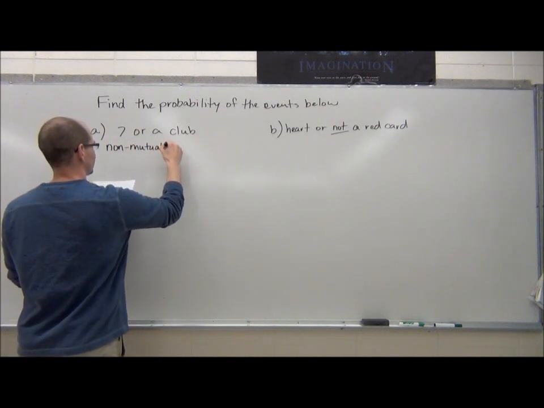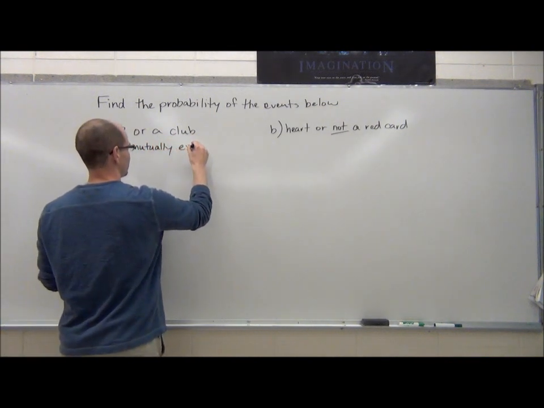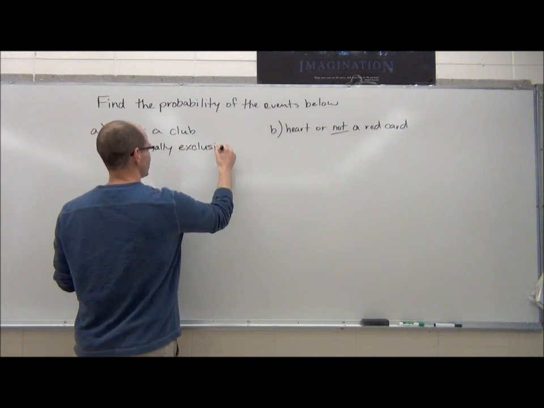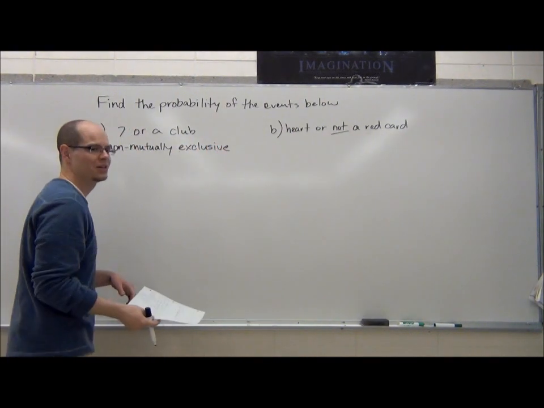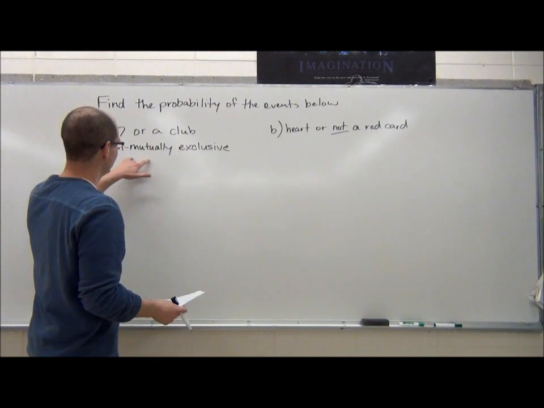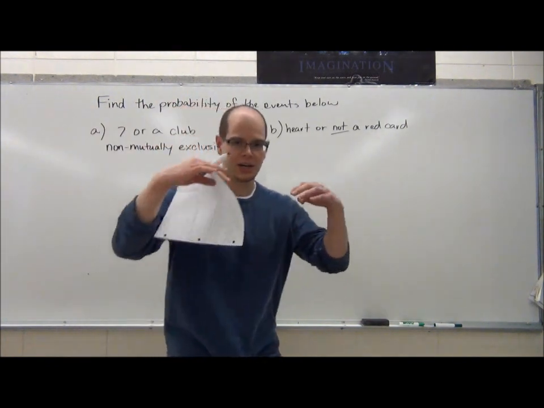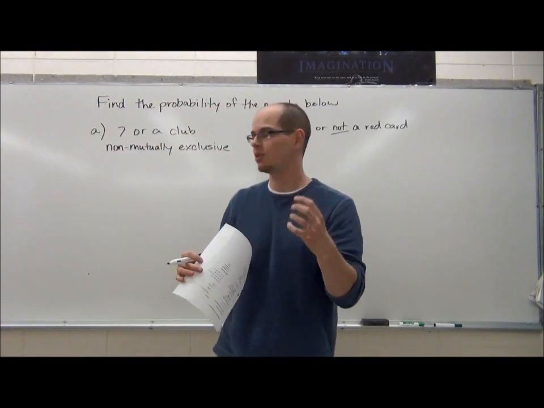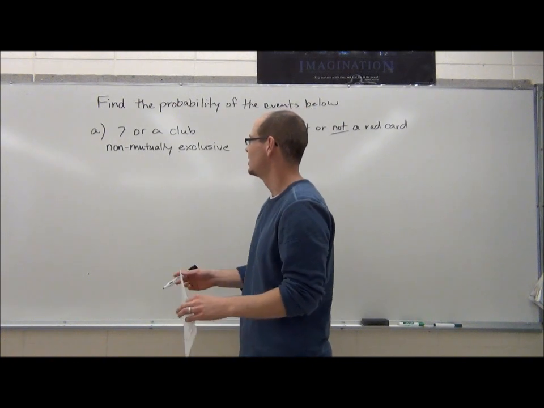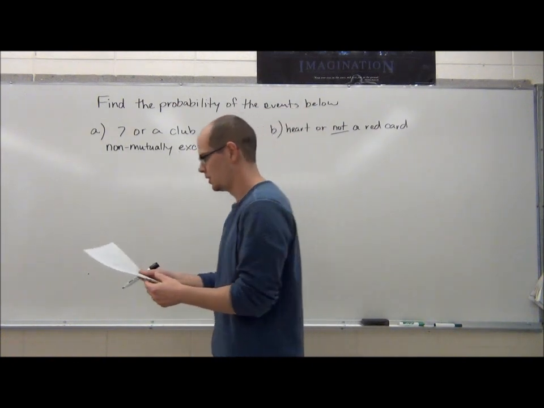And what that means, I said this in class, you can call this mutually inclusive. You really have to get the wording down on this. It basically means that they're not separate. In the Venn diagram, they overlap. There is that common outcome, which in this case is the 7 of clubs. It changes the way we approach the problem.